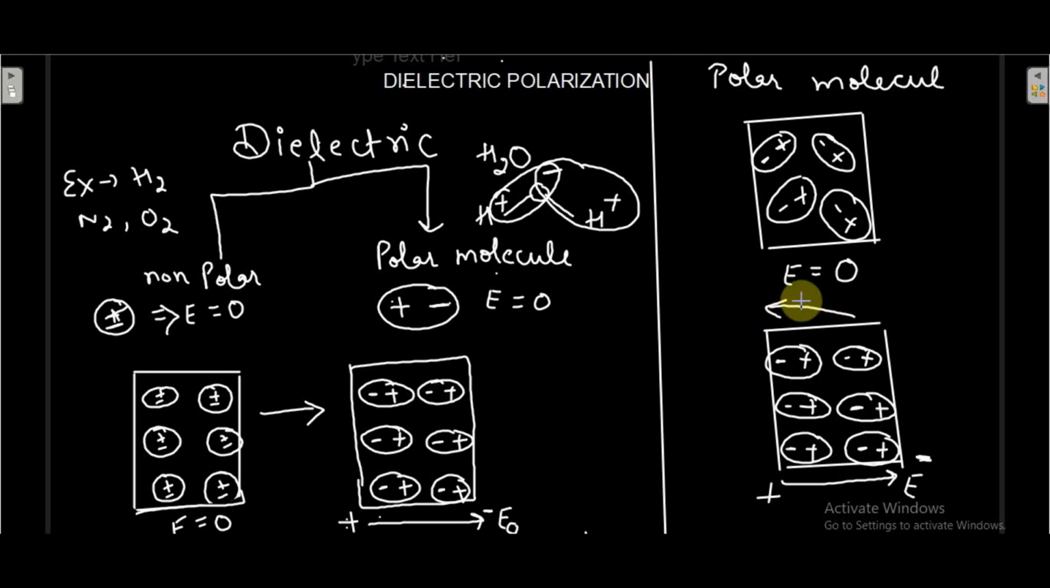Because of this external electric field, a field develops inside these molecules. That field is the internal field, because of the polarization. In the same way, here also an internal field is developed, the polarized field EP. So when you place a dielectric substance inside an electric field, because of its polarization property, an internal polarized field develops inside the dielectric substance.